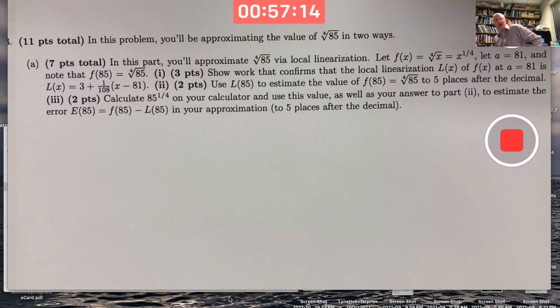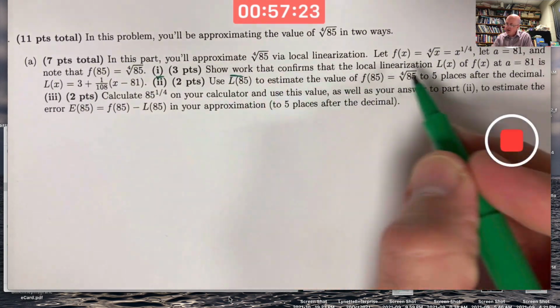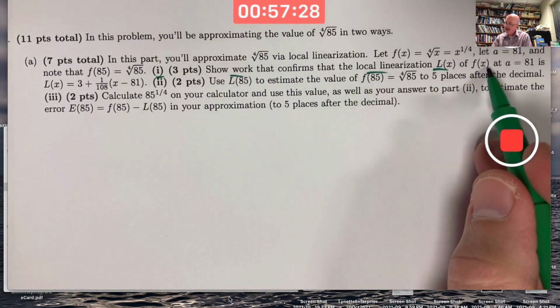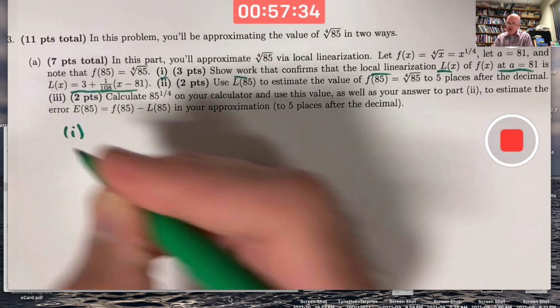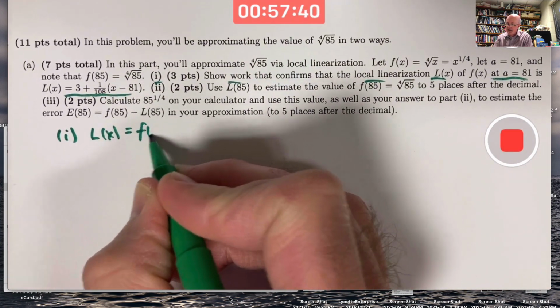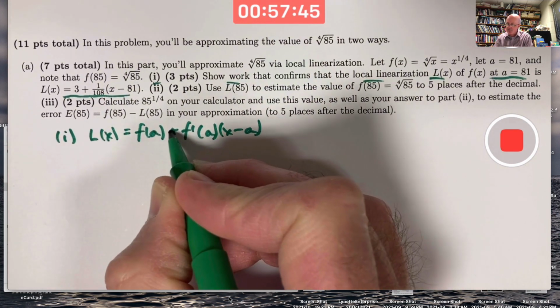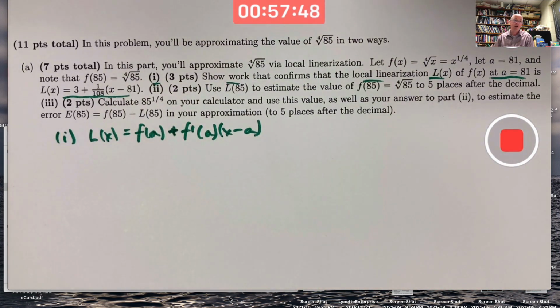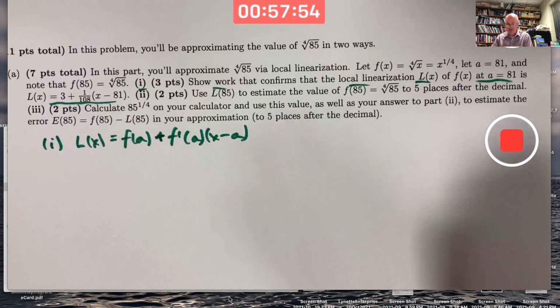Approximating the fourth root of 85 here in 2 ways. I'm giving pretty detailed directions and even saying what answers are. Part 1 of Part A is to show work confirms the local linearization, essentially the equation of the tangent line, to f of x at a equals 81 is this, okay? Well, L of x, the formula is f of a plus f prime of a times x minus a. That's the general formula for the local linearization, which again is a function whose graph is the tangent line to the graph of f at the given value of a, which is the given value of x.